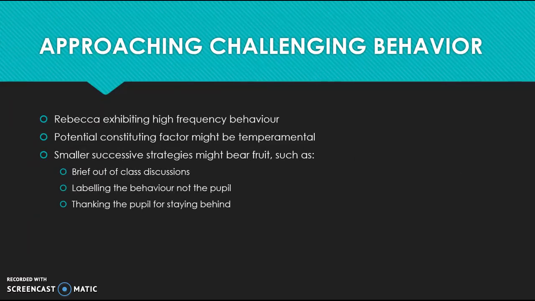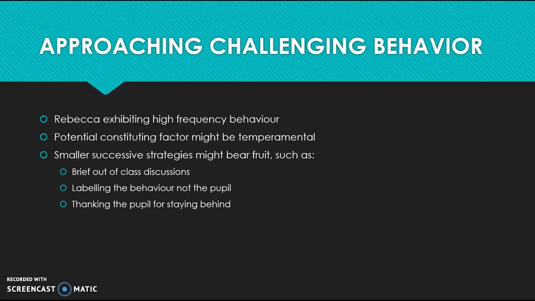The second approach, alternatively, I would manage Rebecca's behavior by employing a more behavioral approach and through increased communication with her. Rebecca's behavior is high in frequency in that it occurs regularly across teaching sessions. The core of the problem also seems to be temperamental, so there might be several smaller successive strategies which may prove fruitful for Rebecca. I could address the issue with Rebecca in the following ways.